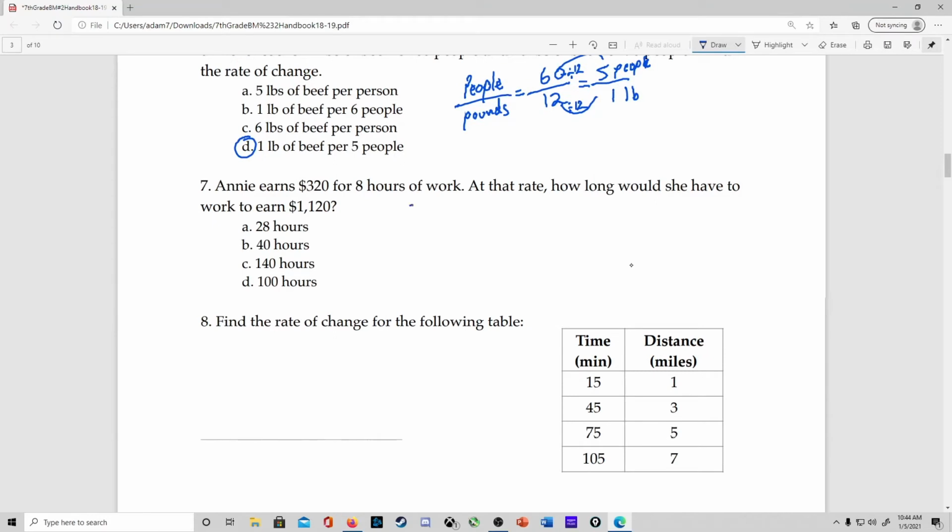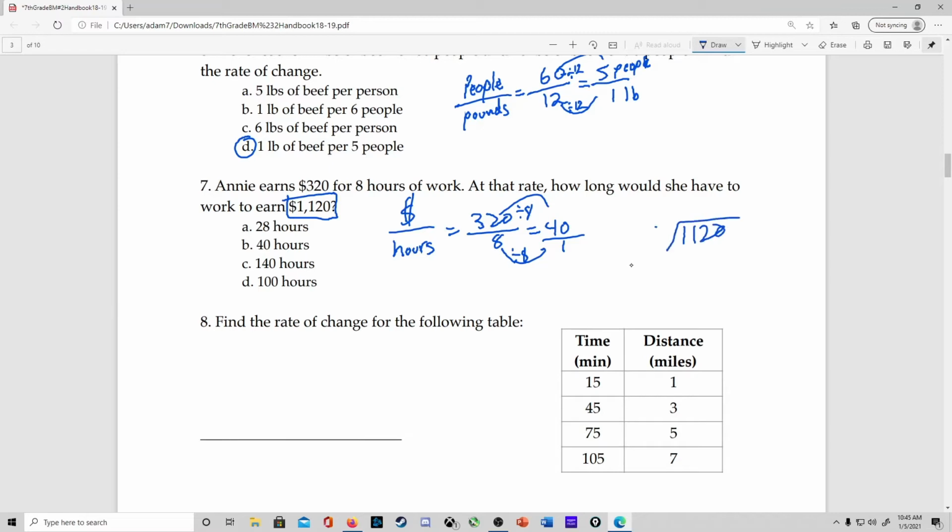Again, this one's telling us we have money over hours. So we can see here we have 320 over 8 hours, which tells us that we're making $40 every 1 hour, right? Because if we're going to do this, we're dividing by 8. We're dividing by 8 to get there. So then we want to know how long it takes to earn this much. So if we're getting 40 every hour, then 1,120 divided by 40 is what we want to look at.